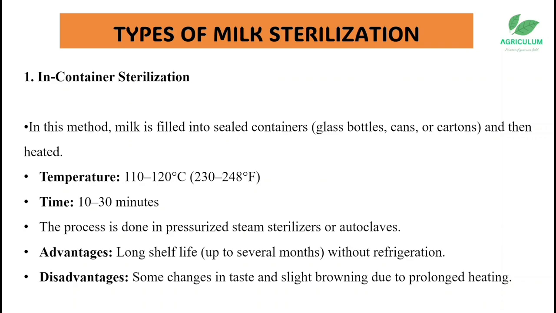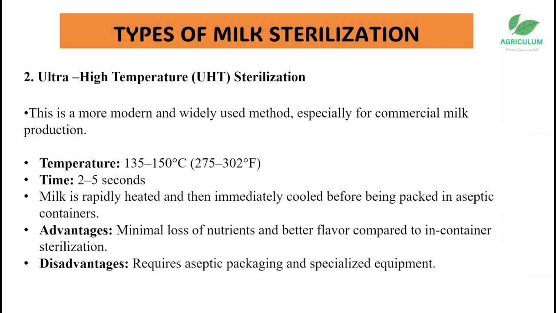Next is ultra high temperature sterilization. This is a more modern and widely used method, especially for commercial milk production. What is the temperature? 135 to 150 degrees Celsius and how much will the timing be? Just 2 to 5 seconds. Milk is rapidly heated and then immediately cooled before being packed in aseptic containers. Aseptic containers are those which have no pathogen or bacteria, completely clean.